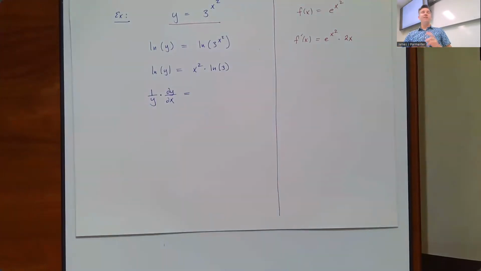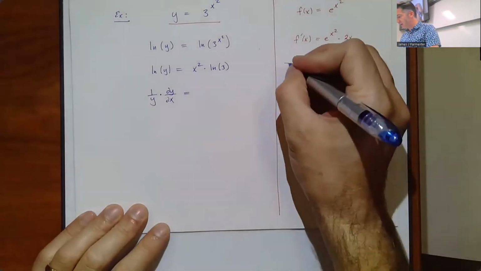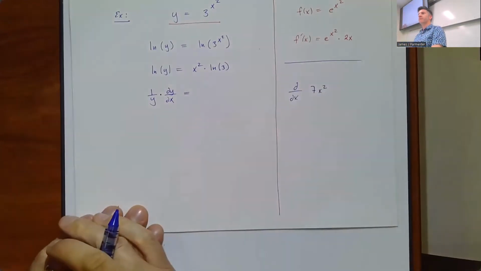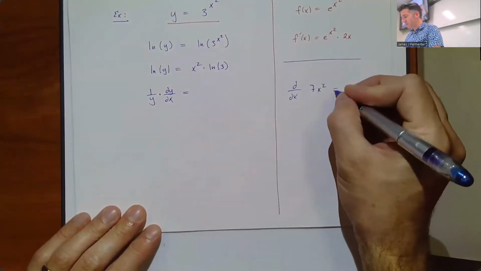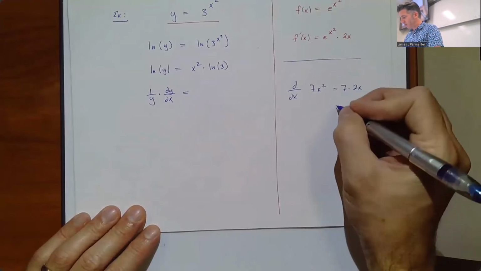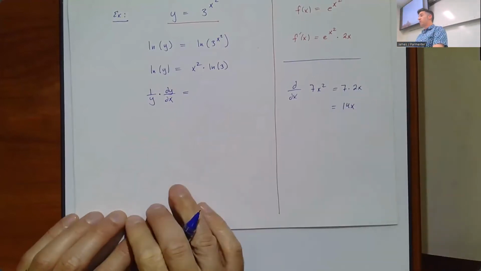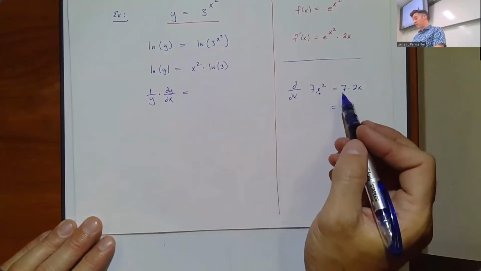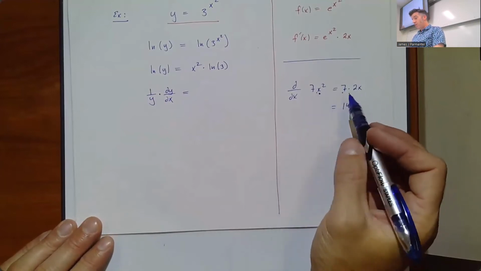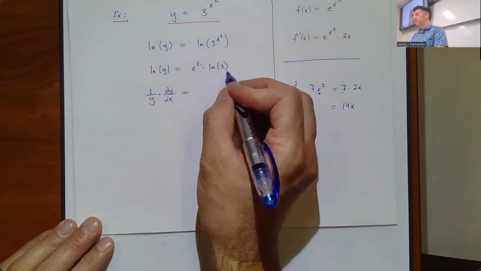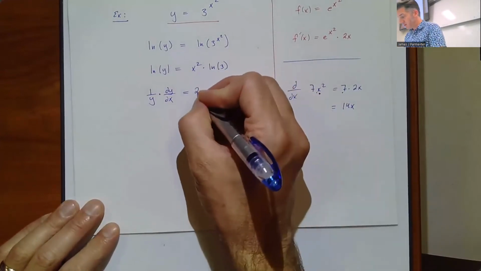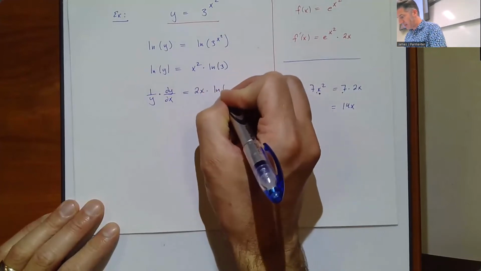What's the derivative of x squared? What's the derivative of 7x squared? Right, I'm going to say 7 times 2x. So the derivative of a constant times x squared, or a constant times a function, is just that constant times the derivative of that function. We have a constant times x squared, and the derivative is 2x times that same constant.